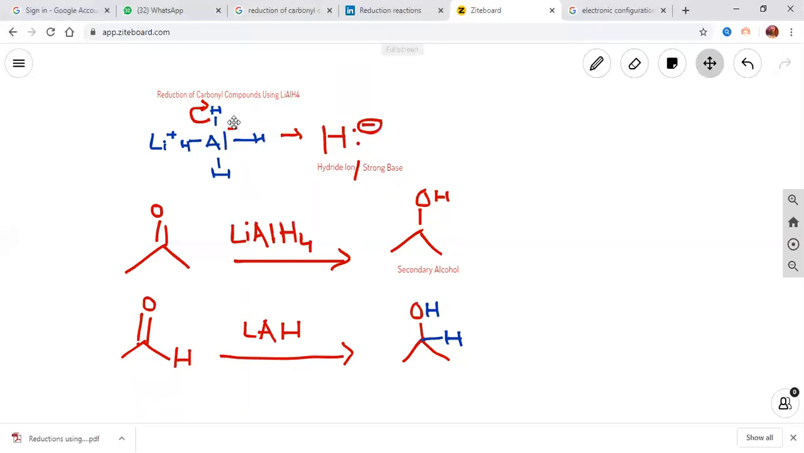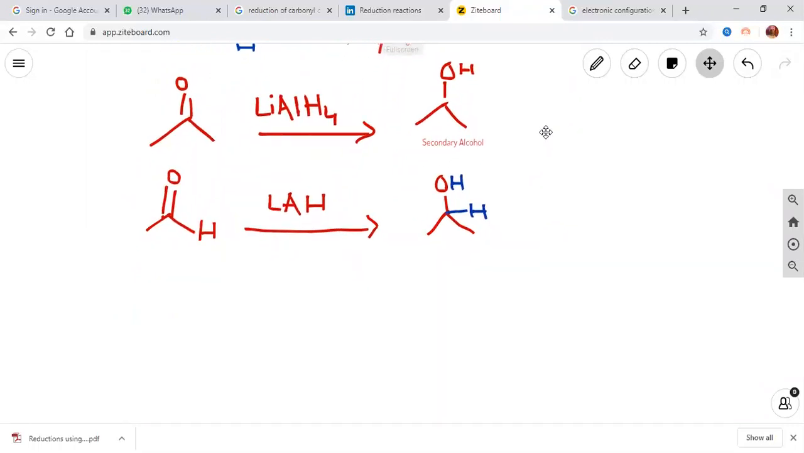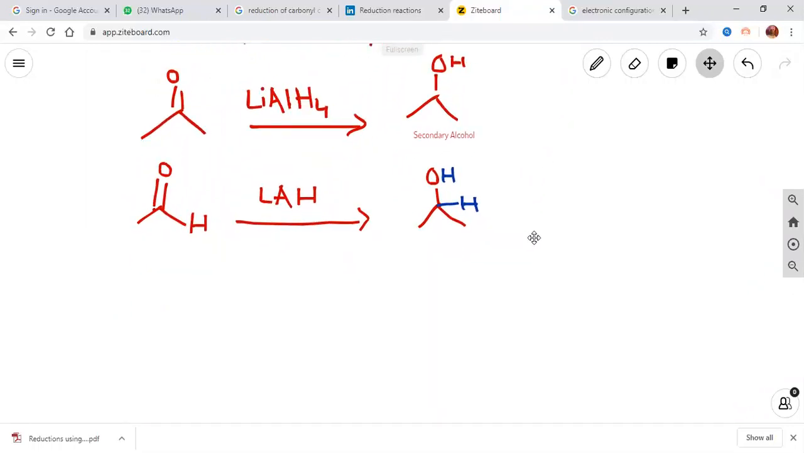This is the structure of lithium aluminum hydride. Lithium is just the spectator ion, and this extra hydrogen can easily break away from aluminum and form a hydride ion, which is a very strong base. Now I have written two reactions only. I'll write more reactions and we'll discuss.